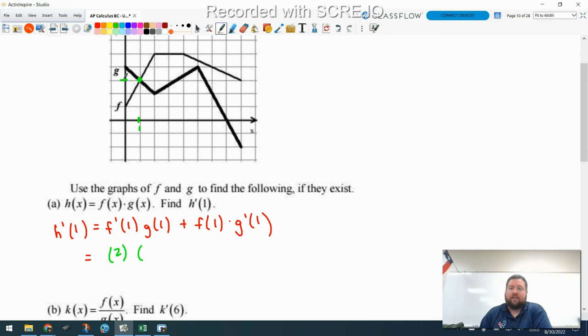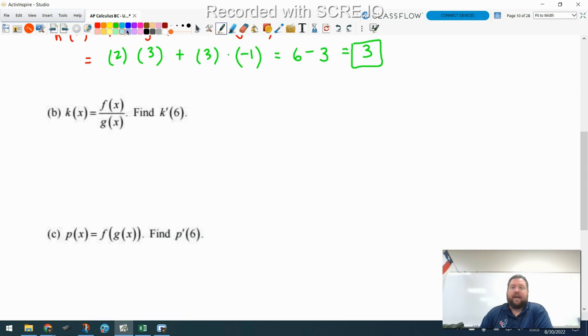G of 1 is just the y value, 1, 2, 3 right there. F of 1 is the y value, so that's also 3 right there. And then G prime of 1 is the slope of the G graph right here. So it looks like that's a slope of negative 1. So we end up with 6 minus 3, which is equal to 3.